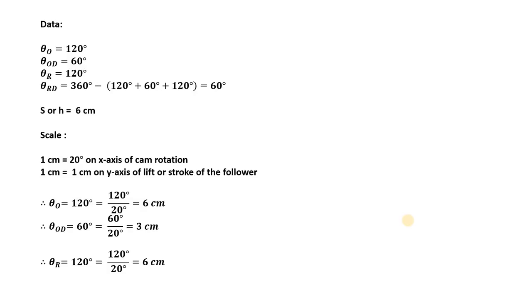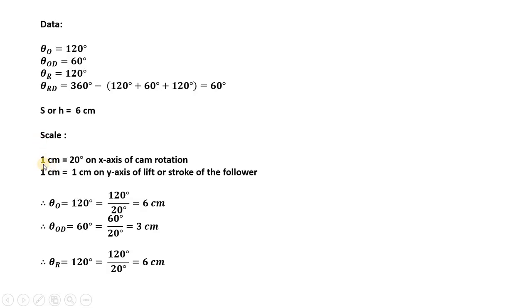So outstroke is 120, outstroke dwell is 60 degree, return stroke is 120 degree, and the remaining angle will be return dwell, that is 360 minus the summation of all these three particular angles. So it is 360 minus (120 plus 60 plus 120), so that will be nothing but 60 degree. Lift or stroke of the follower is given as 6 centimeter and minimum radius of the cam is given as 5 centimeter. Now the important part is to select the scale over here.